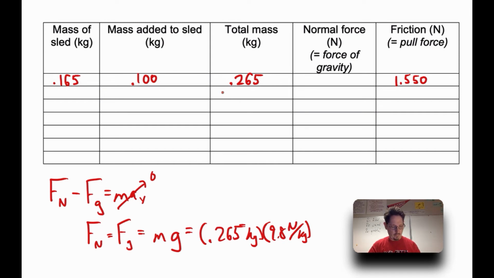So 0.265 times my 9.8, and I get 2.597 on my calculator, 2.597 for my force. So 2.597 newtons.